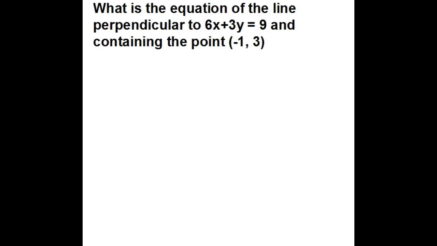What is the equation of the line perpendicular to 6x + 3y = 9 and containing the point (-1, 3)? So the first thing I'm going to need is my slope. I'm going to use this equation to find my slope.